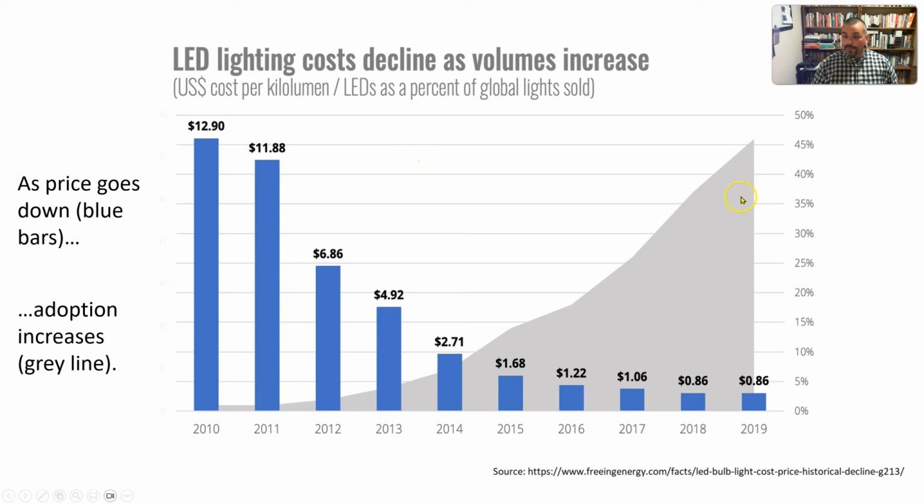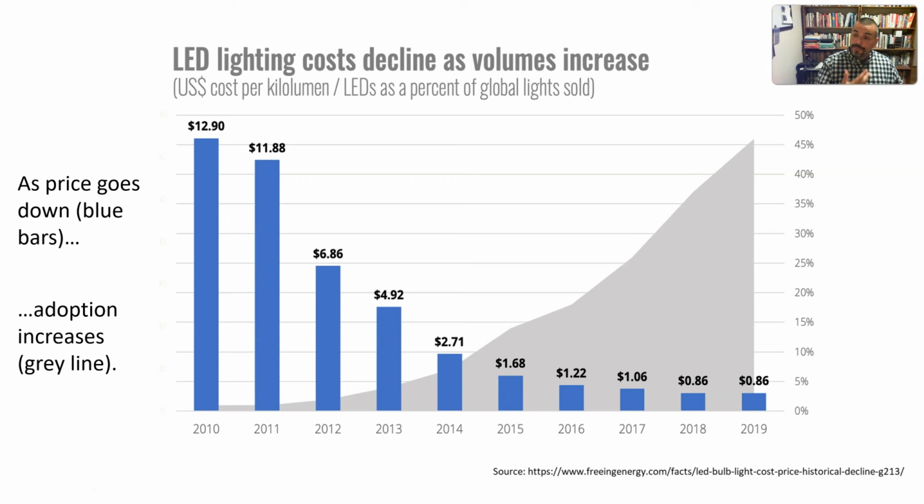So when we fast forward to 2019, we see that the price of light bulbs is really inexpensive. And this is part of the reason why almost half of all light bulbs sold in 2019 were that kind of light bulb. Basically, as they got cheaper and cheaper, people found them more and more attractive.